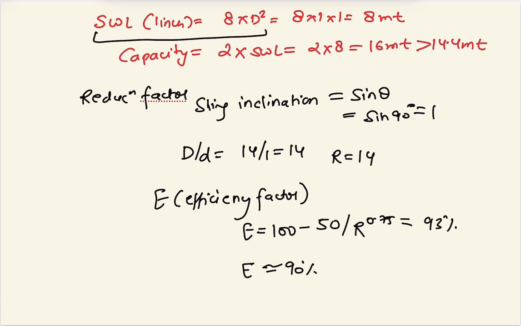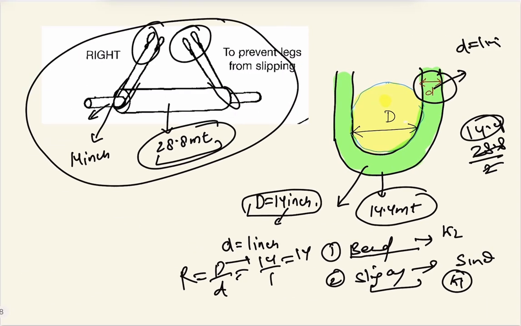Now SWL is equal to 8 into d square. We are using a 1 inch diameter rope, small d, so 8 into 1 into 1 is 8 metric ton. The capacity will be 2 times SWL because there are basically two wrappings. Here is also T, here is also T, so the load is distributed. It is like a pulley: here tension T, here tension T, here W.